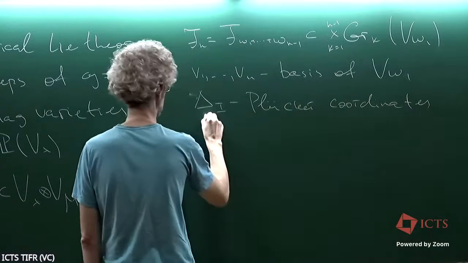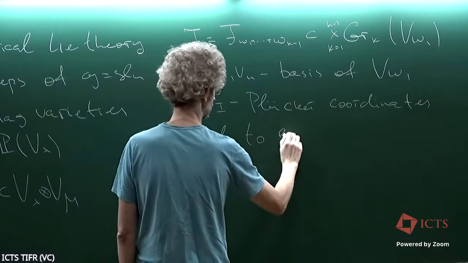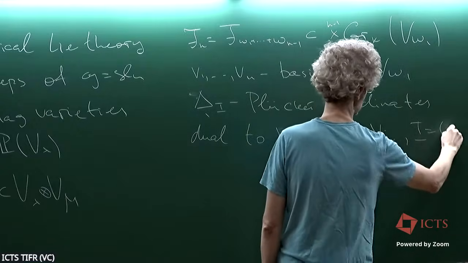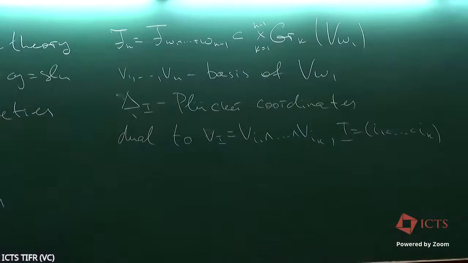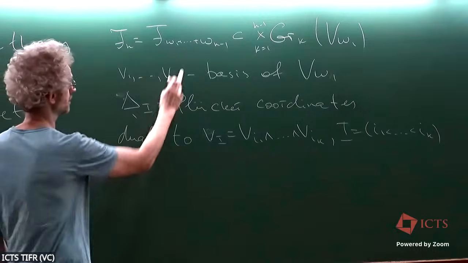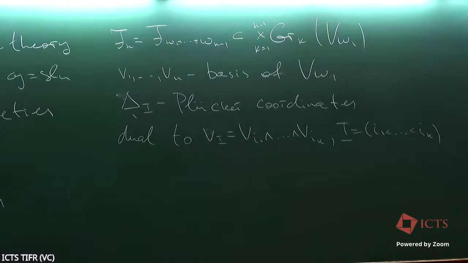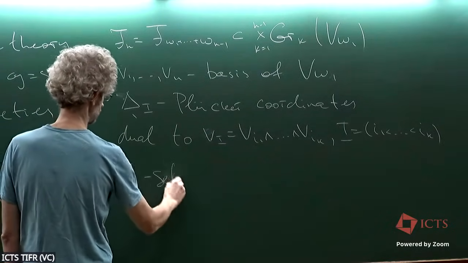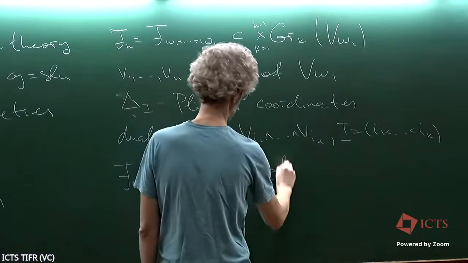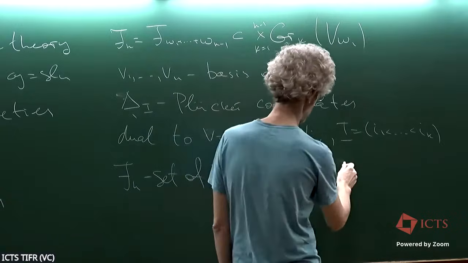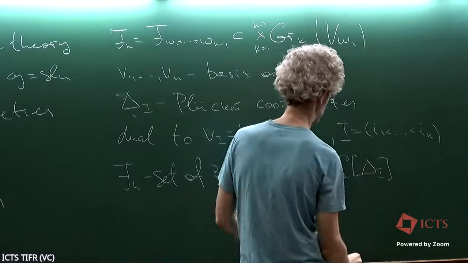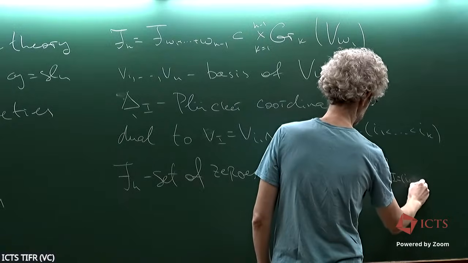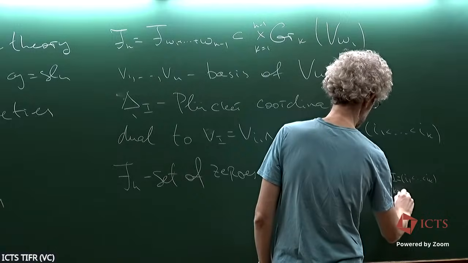So these are dual to v_I, which is v_i1 wedge ... wedge v_ik. I is exactly the collection of numbers i1 up to ik. Okay. And so what we see is that this Fn sitting there can be described as a multi-projective spectrum of a certain algebra. So more precisely, Fn is the set of zeros of a certain ideal. So this is a multi-homogeneous ideal inside the polynomial ring in our variables delta I. So this I ranges over all possible collections i1 to ik, and k is any number from 1 to n minus 1.